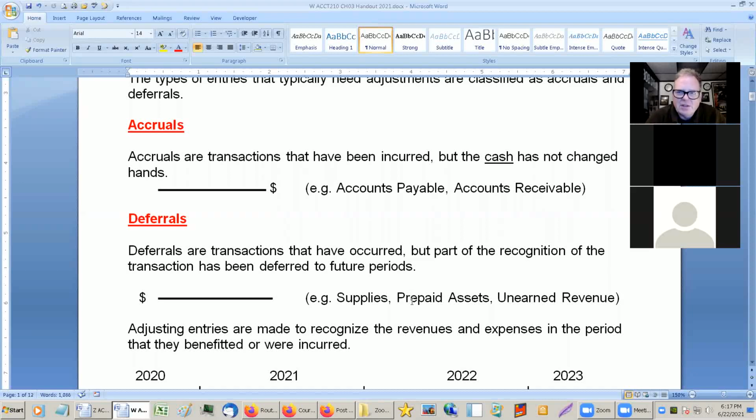And so that's what gets to be a little bit tricky. Accruals are that the money hasn't changed hands. Deferrals are the money has changed hands, but we don't recognize it, or we don't recognize it completely yet. Any questions on that?